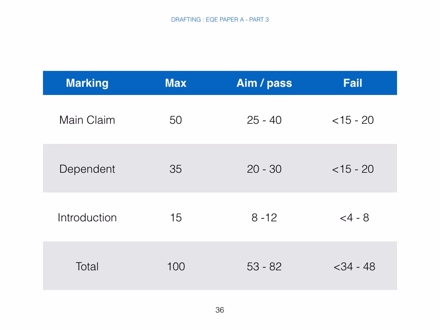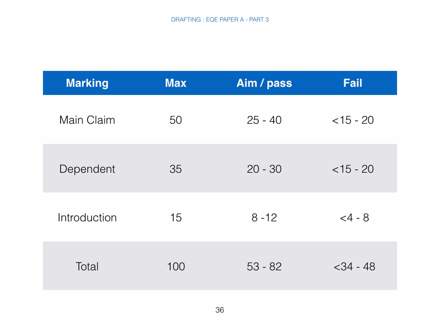So there are 50 points maximum for the main claim, and if you're aiming to pass the drafting paper, you should get 25 to 40 or even more points out of 50 for the main claim. Definitely not less than 25 points if you want to pass the A paper. If you get less than 15 points or less than 20 points on the main claim, it is pretty certain that you will fail the A paper. This is why I said it's so important that you concentrate on the main claim, because there are so many ways you can lose marks on the main claim.